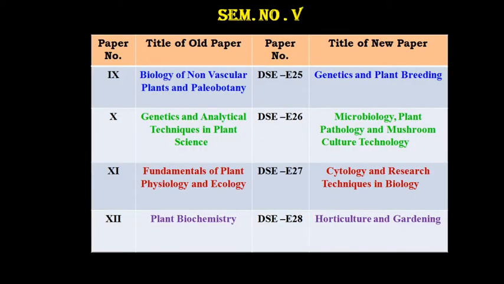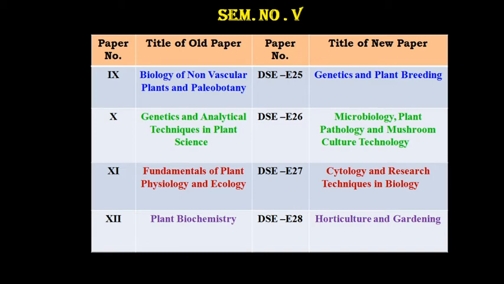In semester 5th, on the left hand side this is the title of the old paper, while on the right hand side that is the title of the new paper. Why am I discussing the titles and the syllabus? Many times we use old notes, either Xerox or PDF format. From this year the syllabus has been changed, so you should know which notes and which paper you should use.